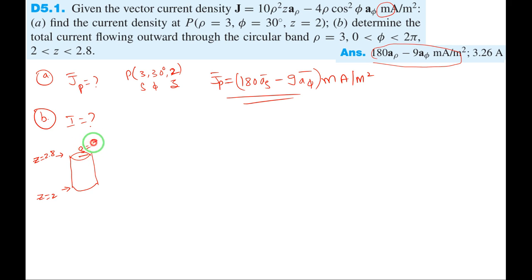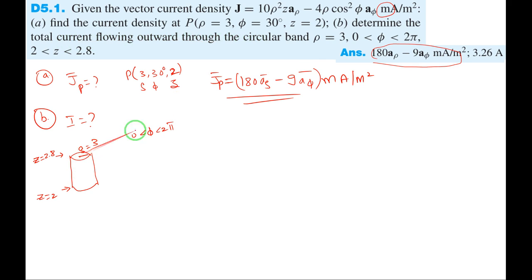Rho equal to 3. Then what about phi? If it is 360 degrees, then only a cylinder is formed, right? So phi is varying from 0 to 2 pi. This they have given, and this is the volume that has been formed. Then what they have told: determine the total current flowing outward through the circular band. This is the circular band.